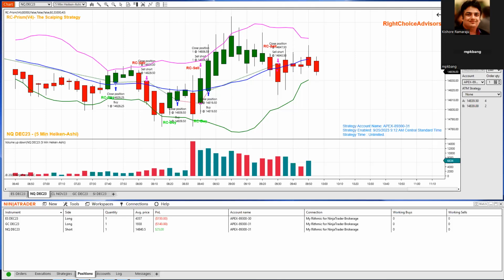So now NQ is back in profits now. Until now it was red. It will turn to green. It may go to $200 to $300 profit. 220, 240.